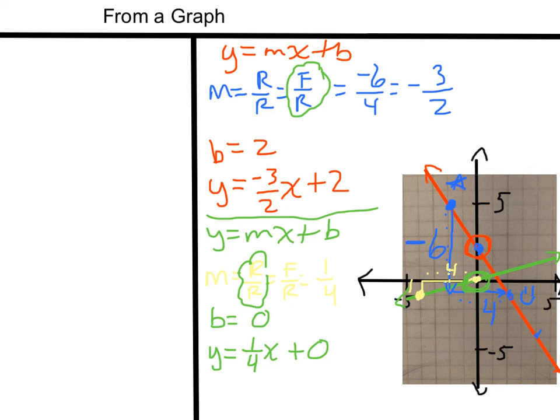Okay, and what we should be noticing at this point is that the green line is a direct variation because it's going through the origin and the y-intercept is equal to 0. And the red line is not direct variation because it's not going through the origin and the y-intercept is some number other than 0. So that again refers back to Friday's lesson talking about direct or indirect variation.